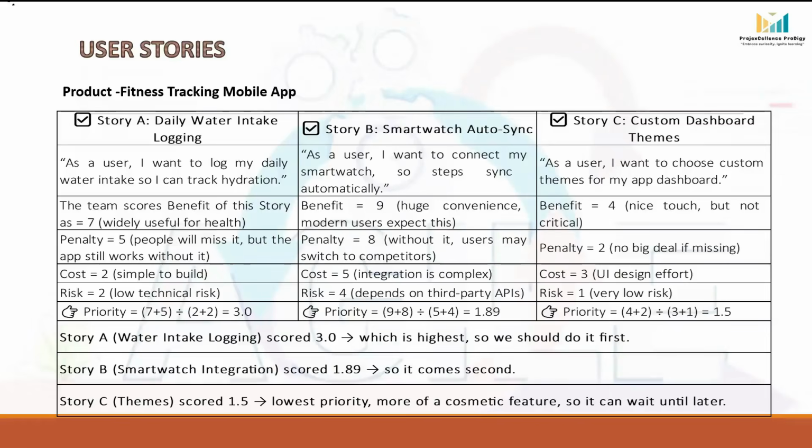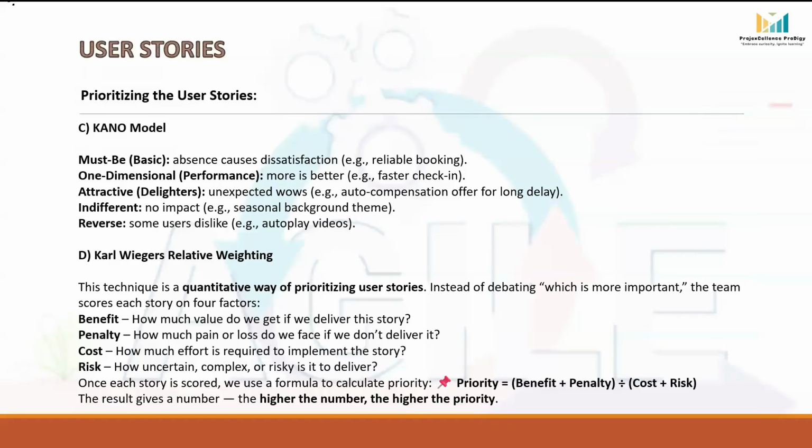So now we can analyze all three stories. Story A, water intake logging, scored 3, which is highest, so we should do it first. Story B, smartwatch integration, scored 1.89, so it comes second. Story C, which is about themes, has scored 1.5, meaning lowest priority. It is more of a cosmetic feature, so it can wait until later. The beauty of this method is that it gives us a clear, objective way to rank stories based on value, cost and risk. It helps us deliver the most impact early without wasting effort on low priority items.